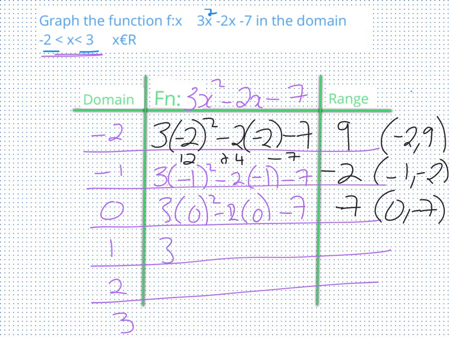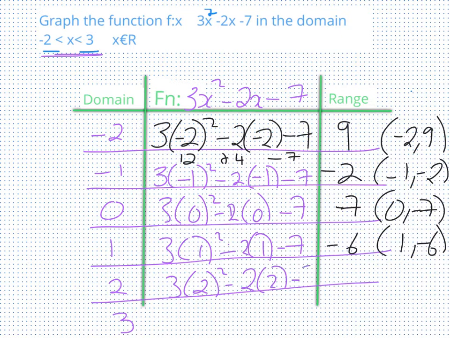Place in 3 times 1 squared, and I'm going to have 3 minus 2 minus 7. So -2 and -7 is -9, plus 3 is going to give me -6. And I have 1 and -6 here. And the next one, 3 times 2 squared. 2 squared is 4. 4 2s are 12. 12 minus 4 is going to give me 8. Minus 7 is going to give me 1. Hopefully I've done these right. So 2 and 1 is the next one.